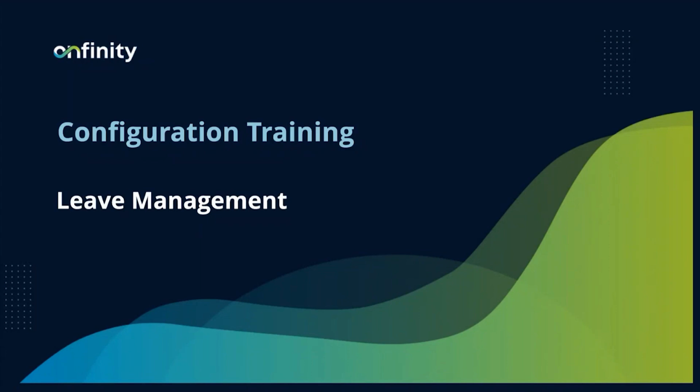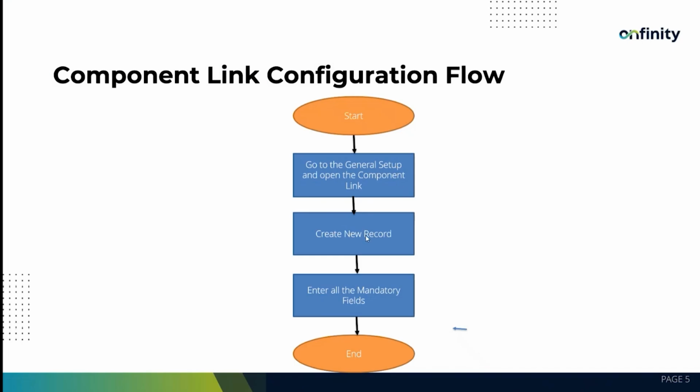We will begin by understanding the process flow. To start, the user accesses the component link screen. From there, a new record can be created. All required fields must be completed. After entering the necessary information, the record must then be saved. This process completes the setup.